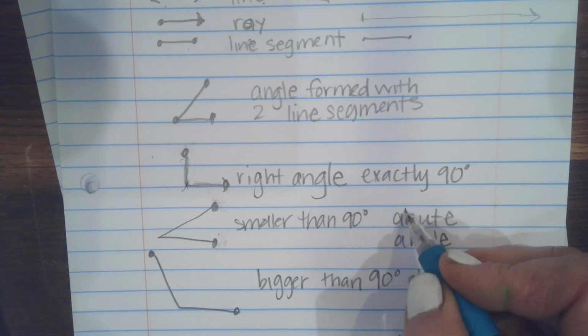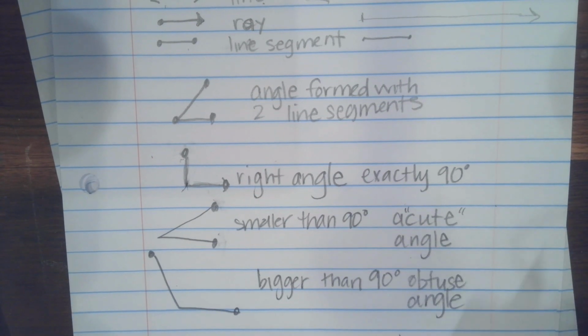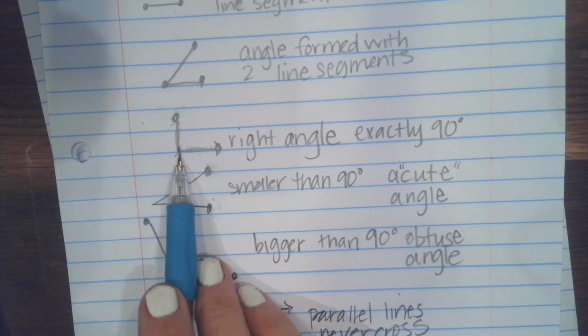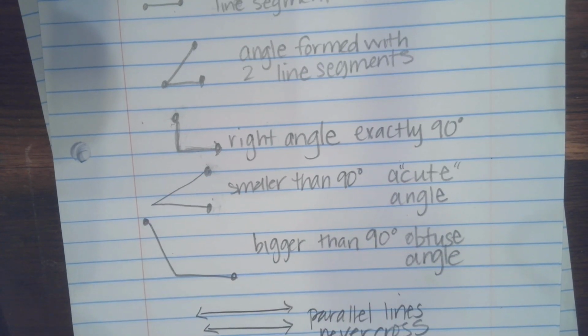And I tell my kids to remember it like, oh, that's such a cute angle. So, like it's a little teeny angle. If it's bigger than an L, it's bigger than 90 degrees. Because remember, our right angle is exactly 90 degrees. It's called an obtuse angle. So those are the types of angles.